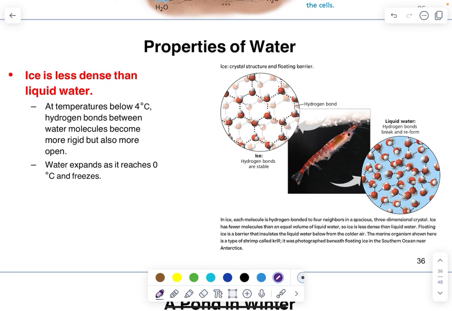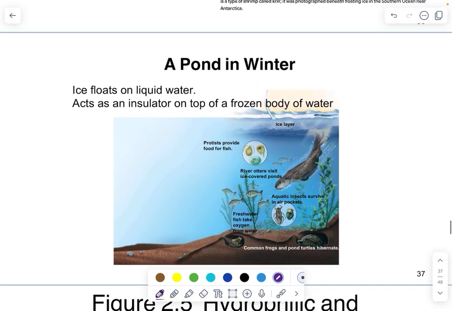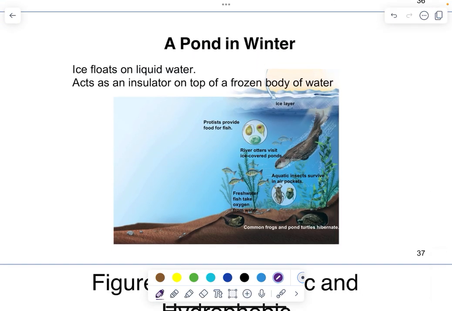Ice is less dense, which means we have life on this planet. If it wasn't, it would just freeze from the bottom up, and then mostly everything would be frozen. And sea life equals life. And so a pond in winter, you can see the ice layer is there. It's like insulation.